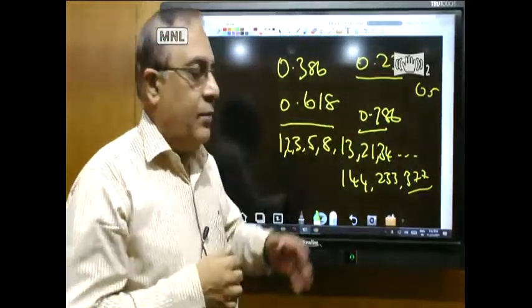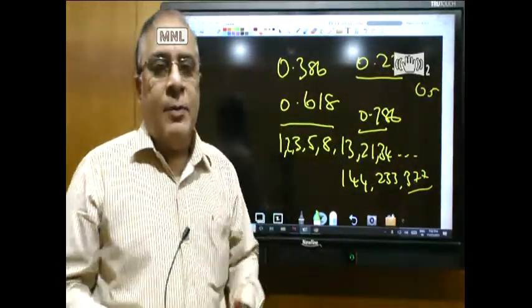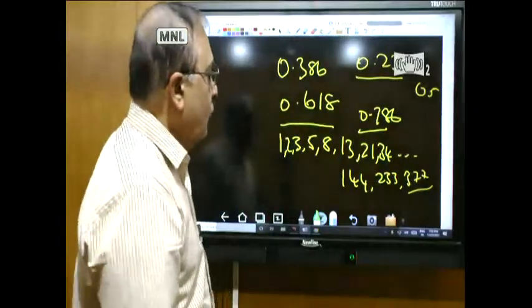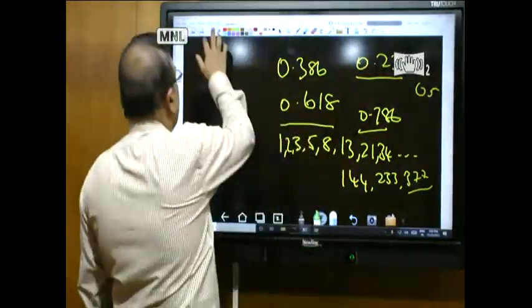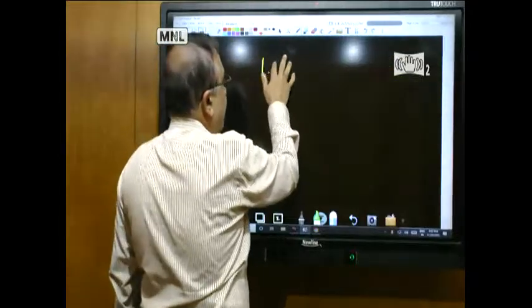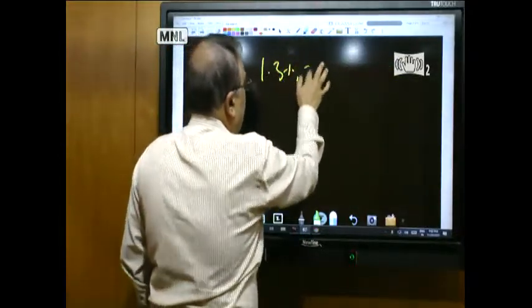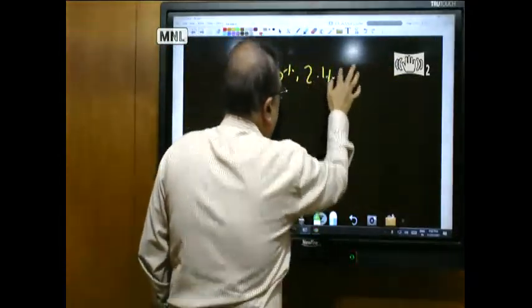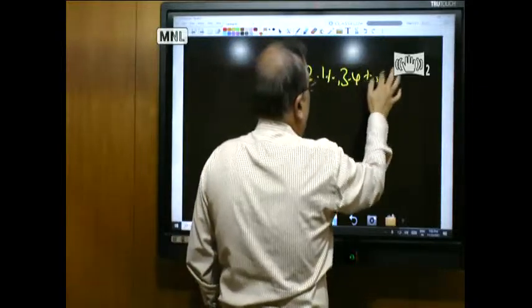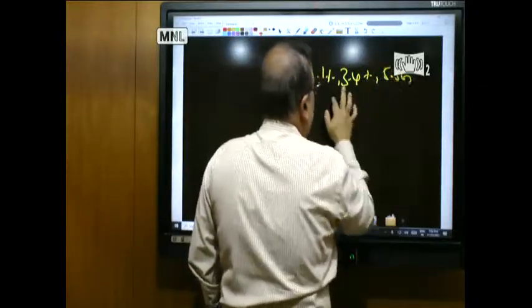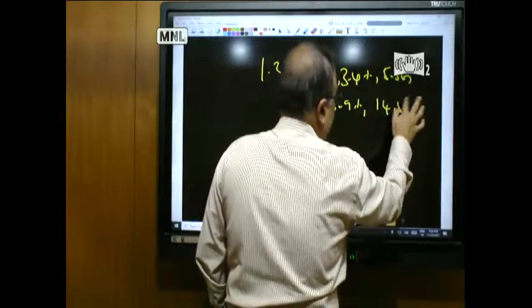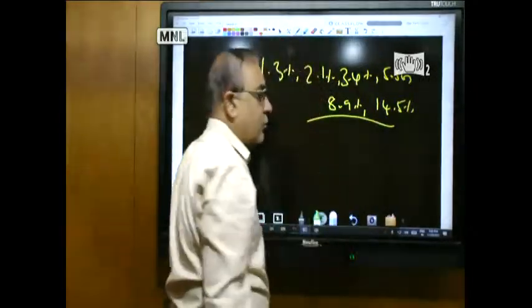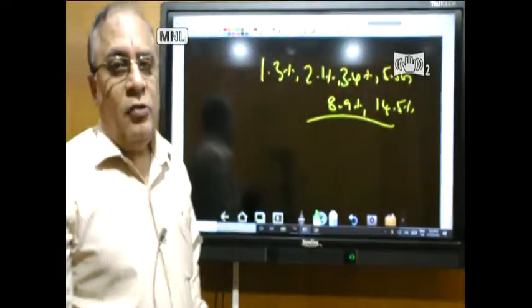So we can use these ratios or the numbers for trading the Fibonacci, or otherwise we can also use the percentage ratios. The percentage ratios, in the sense that first maybe 1.3%, 2.1%, then 3.4%, 5.56%, then 8.9%, then 14.5%. So all these things can also be used.